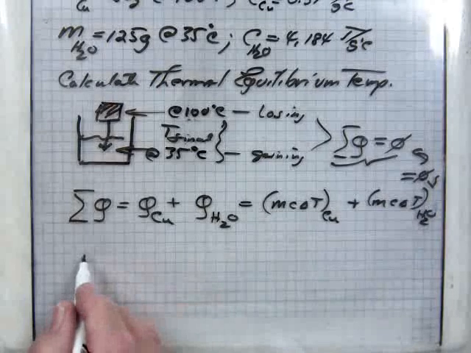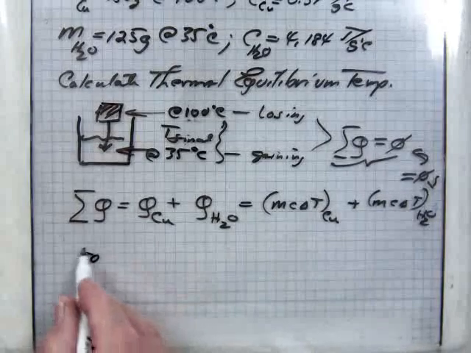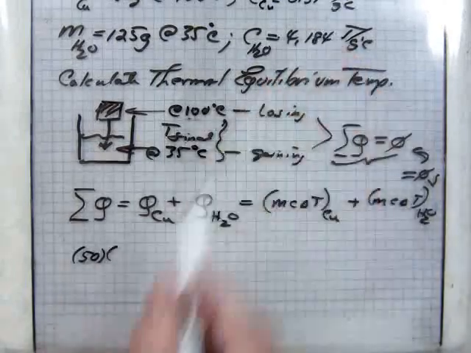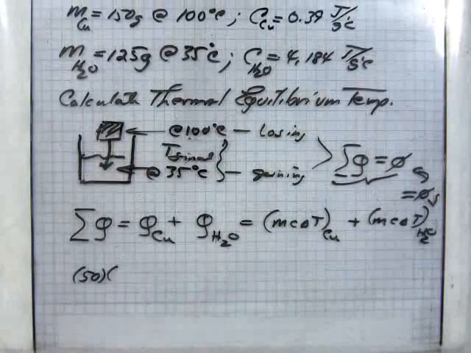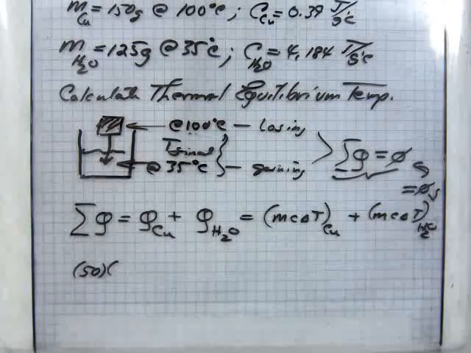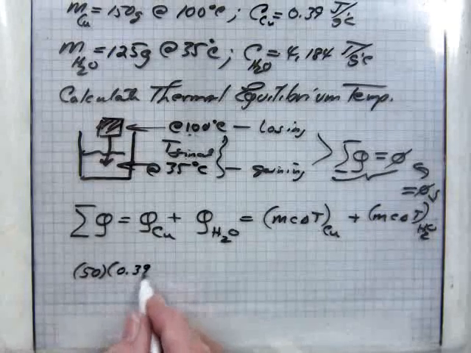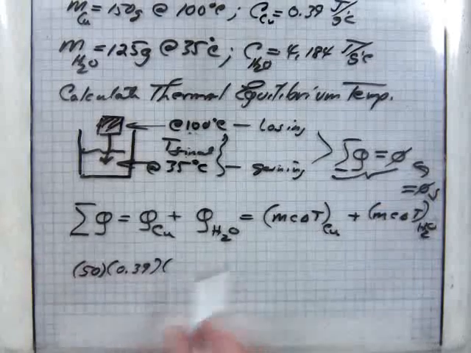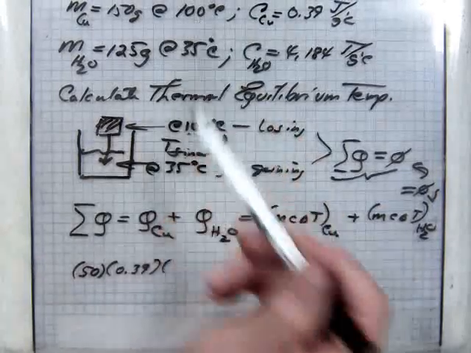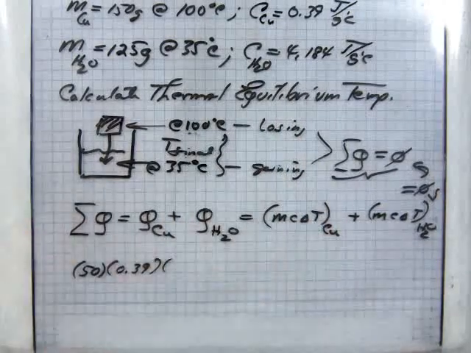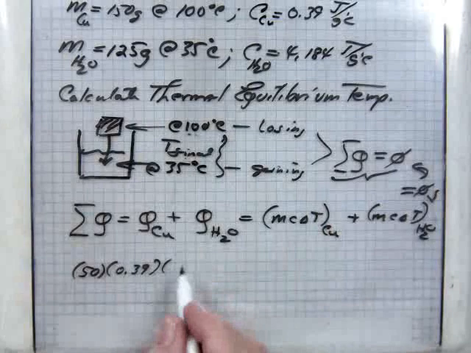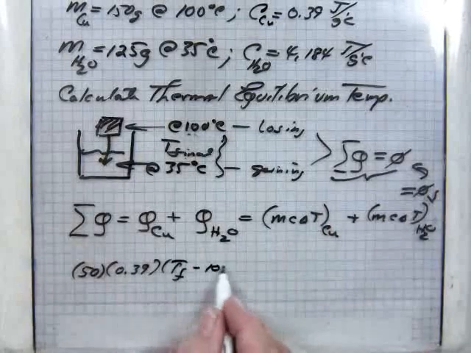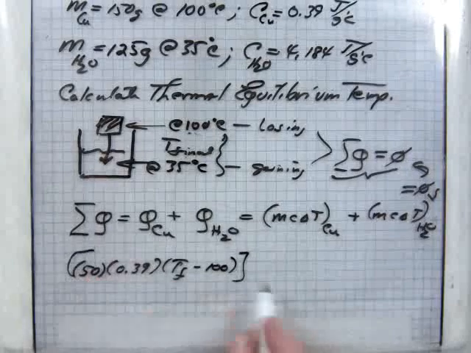So I'm going to start with the copper, and it's 150 grams. The specific heat is given to be, let me make it bigger for you. Now, everybody can read it? Okay. 0.39 joules per gram degree C. So, how do you get the change in temperature? You're going from 100 to the final. So the change in temperature is T final minus T initial. That's T final minus 100 degrees C. And I'm going to bracket that off and put copper.